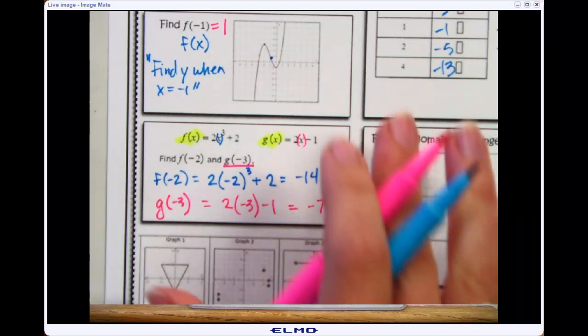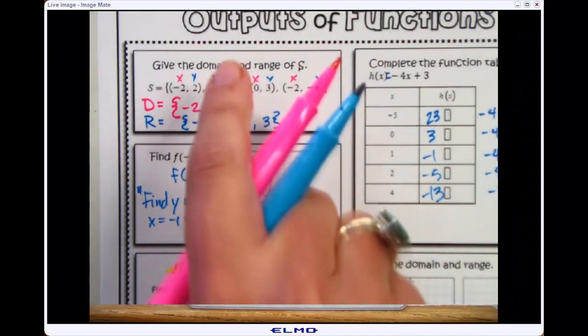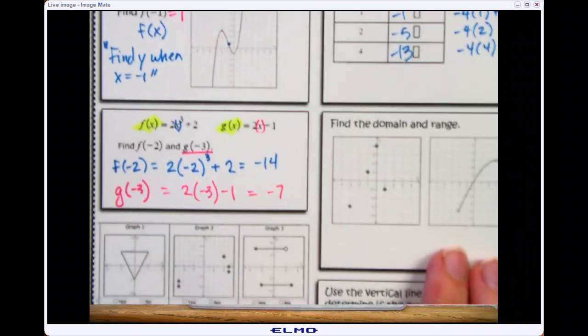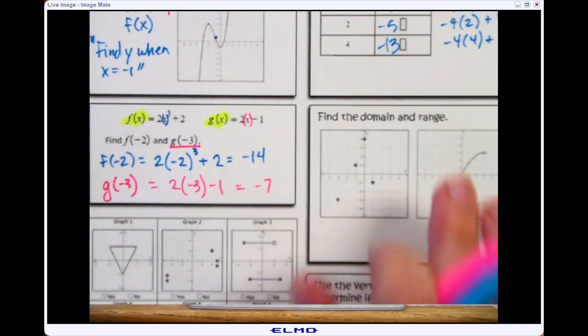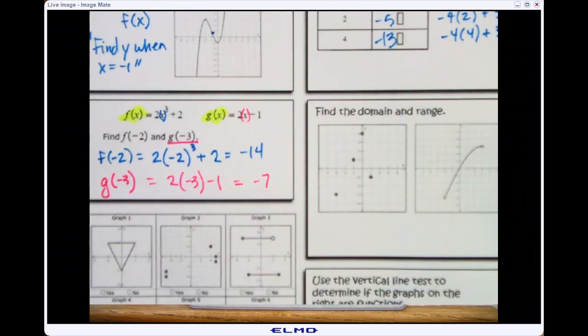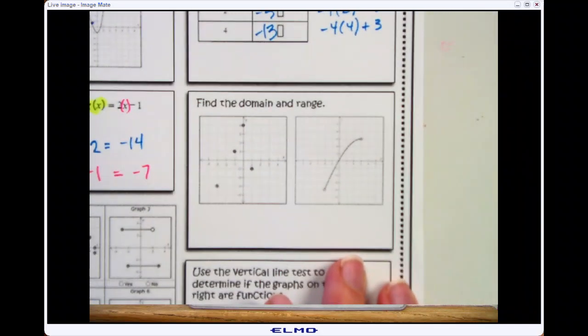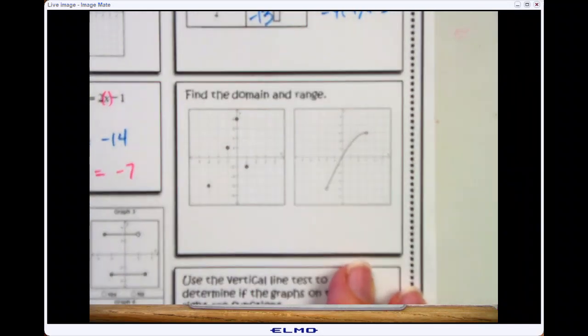Okay. When we began, we did domain and range of points. The next one, we're going to be doing some domain and range from a graph. Sometimes these can be a little bit trickier depending on the function they give you. So if you get stuck on this on your homework, please let me know.